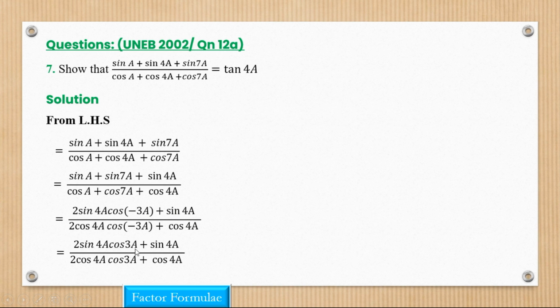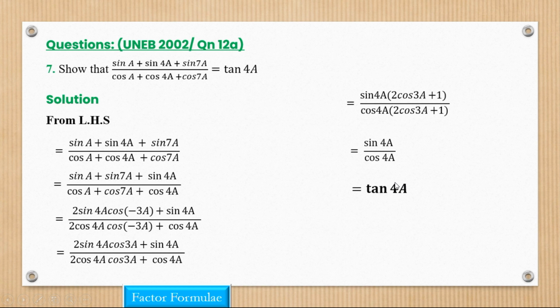So we end up with something like this, of which you can factorize out the sine 4a. Then when you factorize out the sine 4a from both the numerator and denominator, of course in the denominator we factorize out cos 4a, so we end up with this. So this and this can cancel, and we end up with that, of which sine 4a over cos 4a is tan 4a. Hence we've actually proved it, as simple as that.